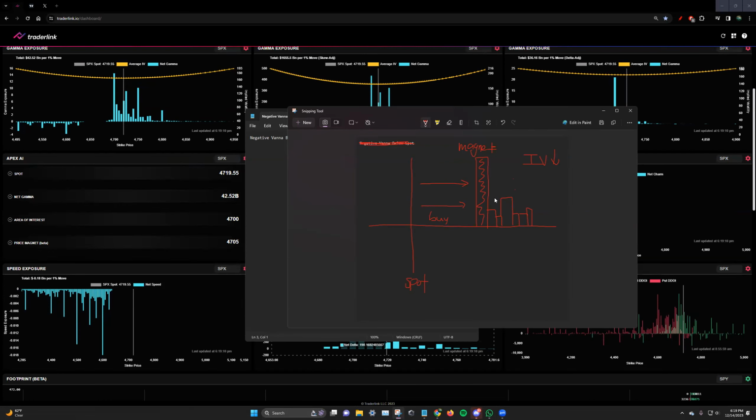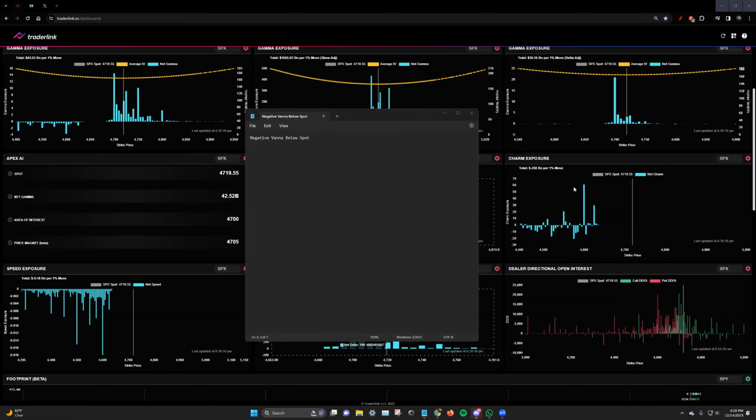I want to keep it very simple, right? So once again, we're just drawing everything out and visualizing it. But yeah, that's kind of the basics of how Vanna works, and how, if it's positive or negative above, positive or negative below, each situation reacts with IV changing. And yeah, getting into the next one, I want to talk about what's called DDOI.